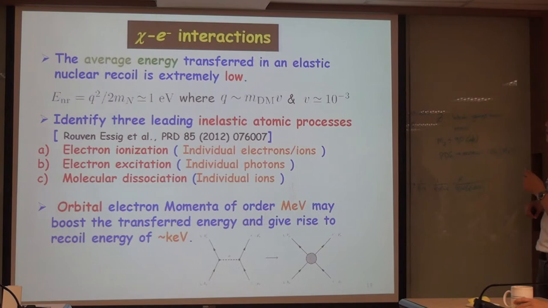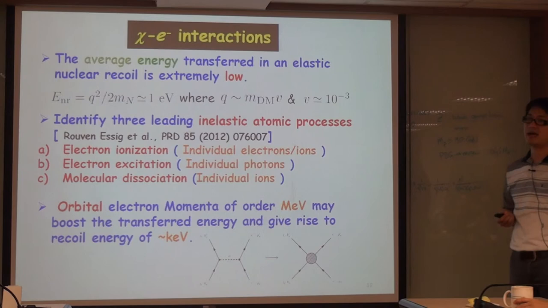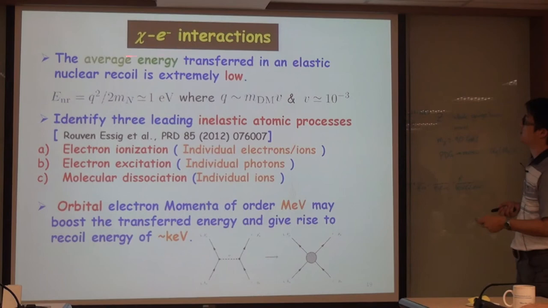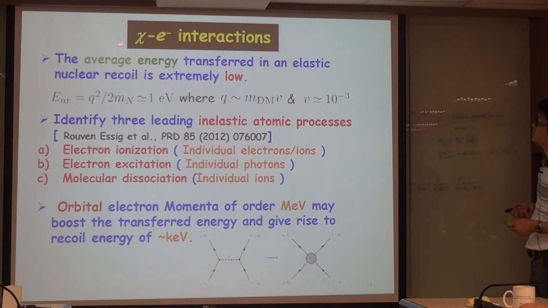So that is pointing out this province as well. Besides the WIMP as the dark matter and the nuclear recoil as the golden channel to detect, the χ-e interaction is also available, just because the average energy transfer in this elastic nuclear recoil is extremely low.